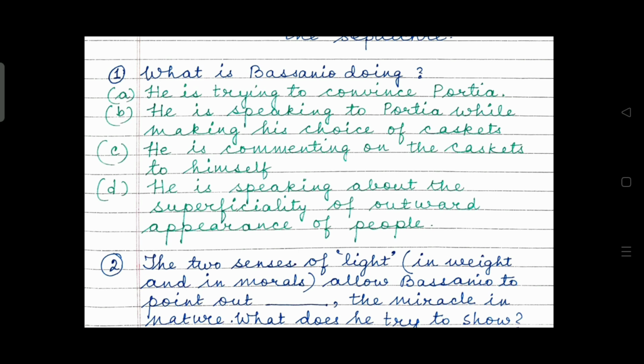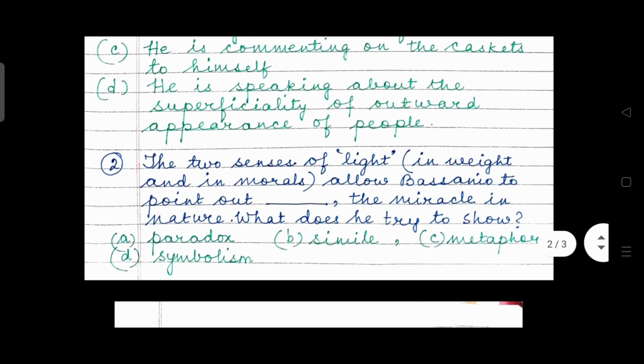Next, question 2. The two senses of light in weight and in morals allow Bassanio to point out dash, the miracle in nature. What does he try to show here? Is it a paradox, a simile, a metaphor, or symbolism? This points out a paradox.